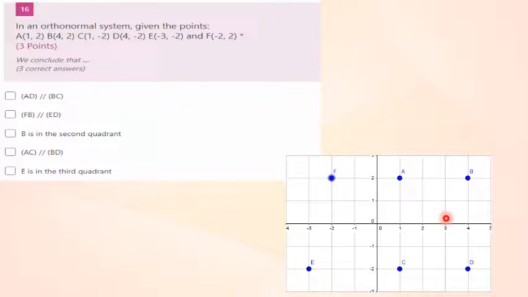The last part. In an orthonormal system, given the points A, B, C, D, E, and F, here I plotted them on the system, we conclude that I have to choose the three correct answers.